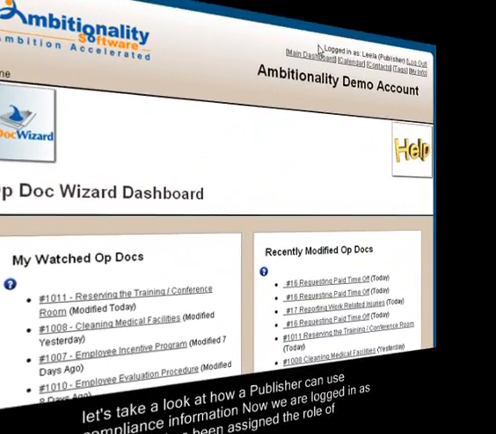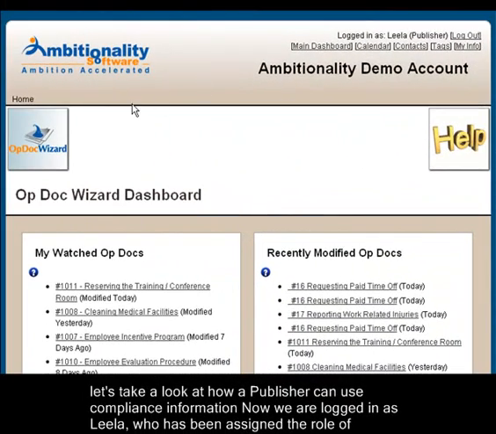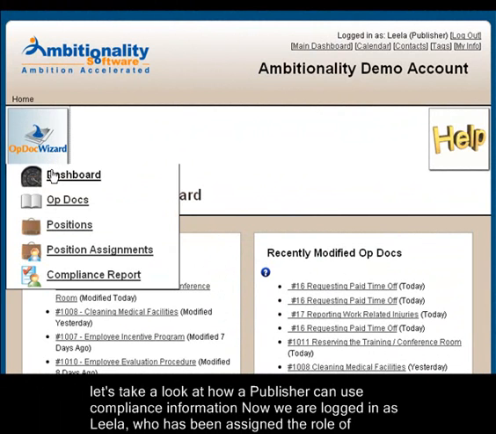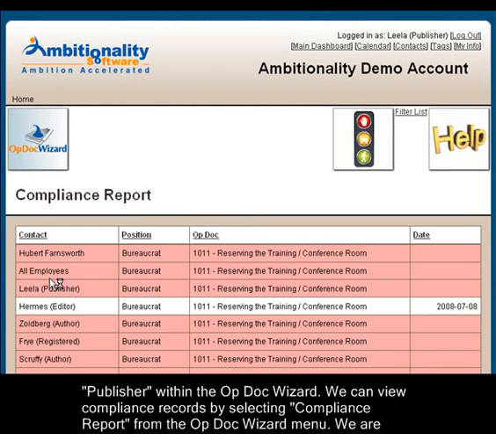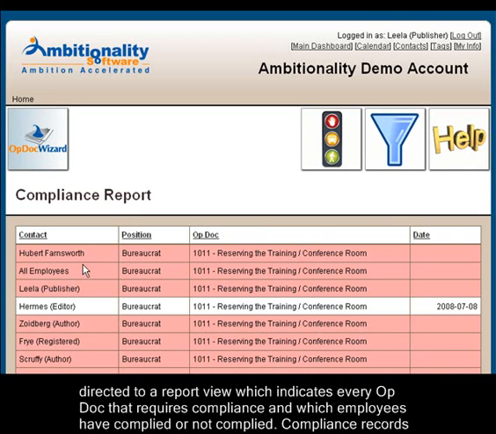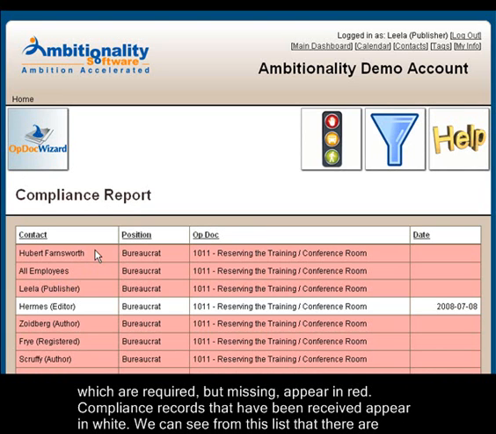Next, let's take a look at how a publisher can use compliance information. Now we are logged in as Leela, who has been assigned the role of publisher within the OpDoc wizard. We can view compliance records by selecting Compliance Report from the OpDoc wizard menu. We are directed to a report which indicates every OpDoc that requires compliance and which employees have complied or not complied. Compliance records which are required but missing appear in red. Compliance records that have been received appear in white.